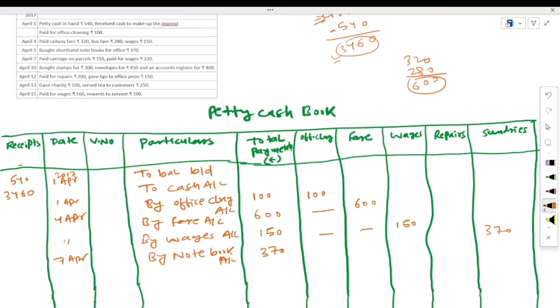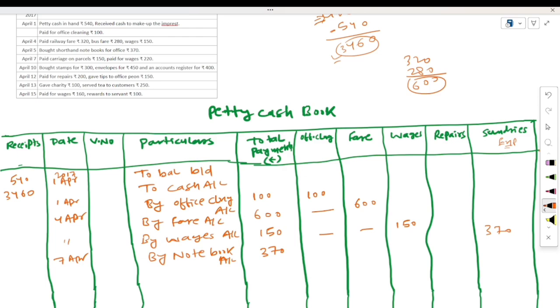If you have more space, you can make a separate column for each transaction. But here we have no more space, so we have created a sundry expense column. The sundry expense column means all the expenses will be shown here.